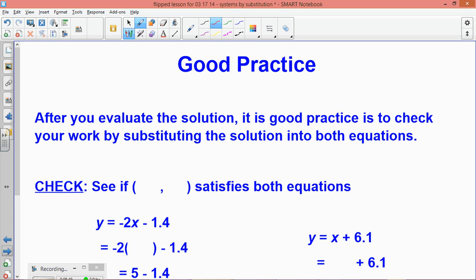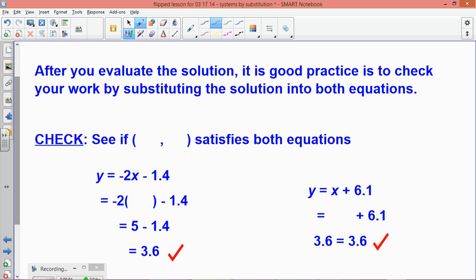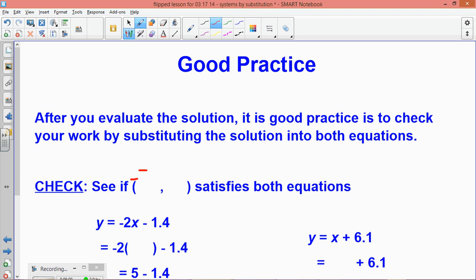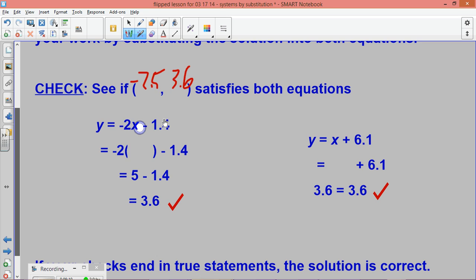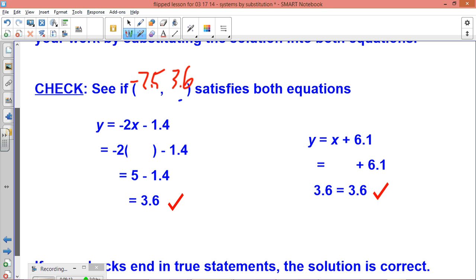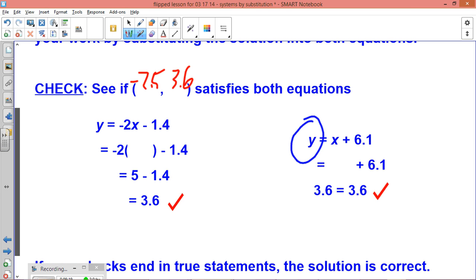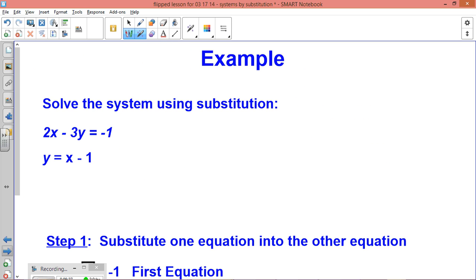All right, so what we're going to do then, I'll leave this for you to do. I want you to check to see if that solution we just came up with, negative 2.5 comma 3.6, is actually the solution by plugging negative 2.5 in for x here and here, okay? And then plug in 3.6 for y here and here, and see if they check. They're going to, but I want you to do that as good practice because you need to know how to do that on your own. And then we're going to do a couple more examples.